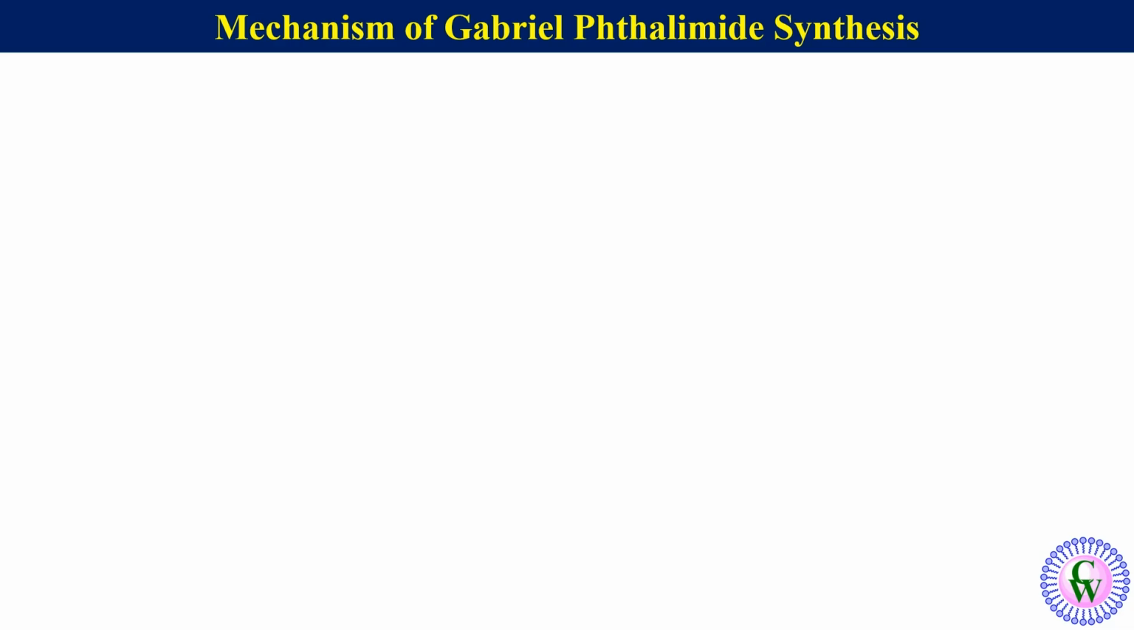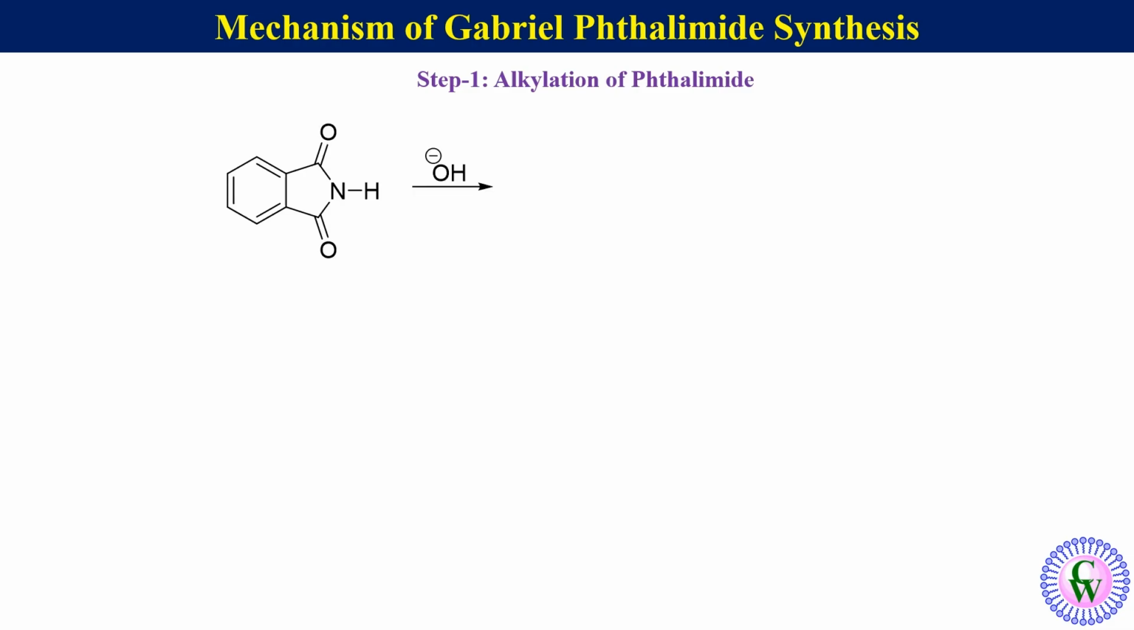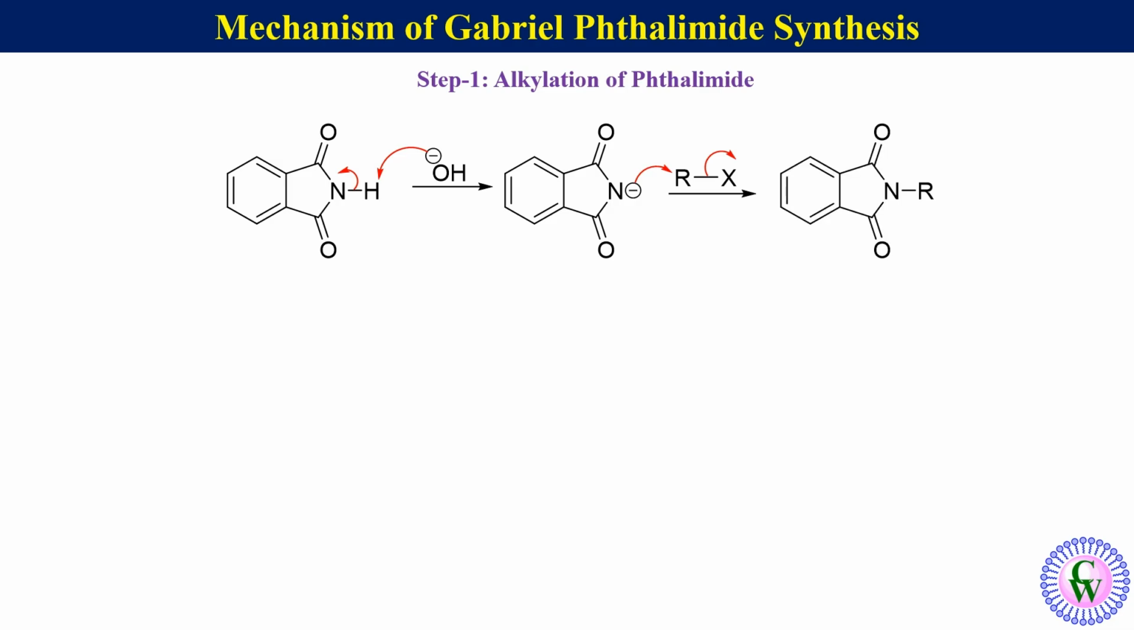Mechanism. There are two steps in Gabriel Phthalimide synthesis. We will go one by one. Mechanism of step 1, in which there is alkylation of phthalimide. Phthalimide in the presence of a strong base like potassium hydroxide undergoes deprotonation of NH to produce phthalimide salt, which reacts with alkyl halide via SN2 mechanism to produce N-alkyl phthalimide.